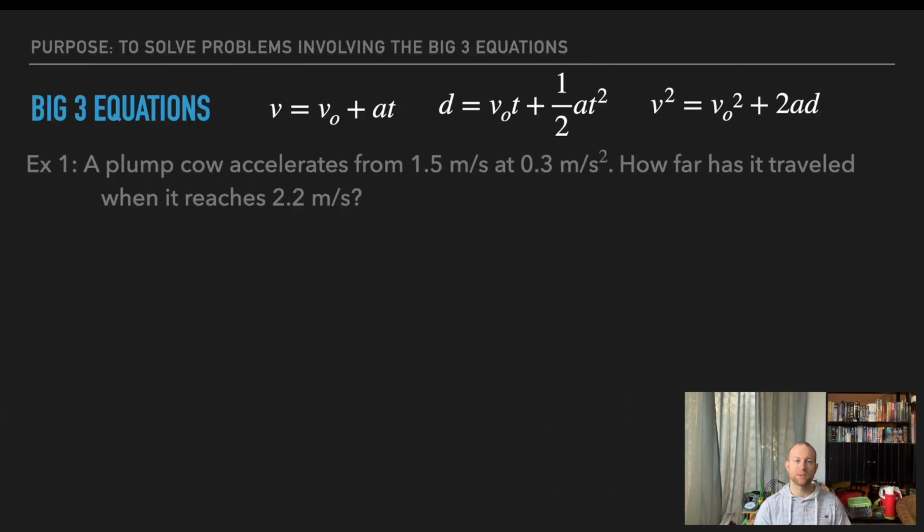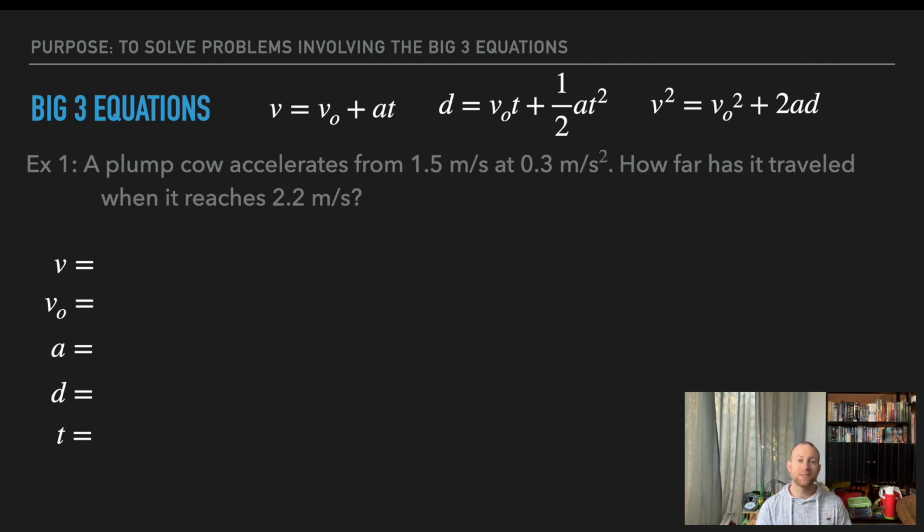Let's try a few examples. So we've got a pumpkin cow. It's accelerating from 1.5 meters per second at 0.3 meters per second squared. We want to know how far does it travel once it reaches 2.2 meters per second. The first thing that I would suggest doing is looking at these 5 variables and seeing what we are given in the question and what we need.